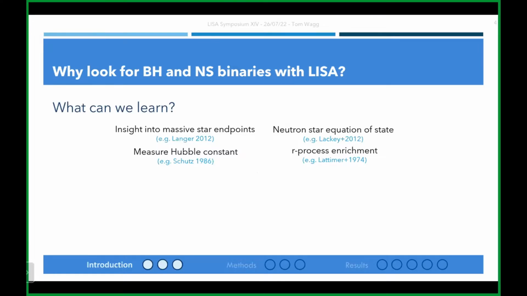I mean, the obvious one is the kind of insights that we can get into the endpoints of massive stars, but we can also measure the Hubble constant. We can learn about the neutron star equation of state, r-process enrichment, all sorts of interesting things. But we could also do a lot of those things with ground-based detectors.